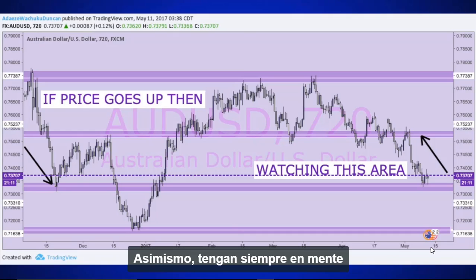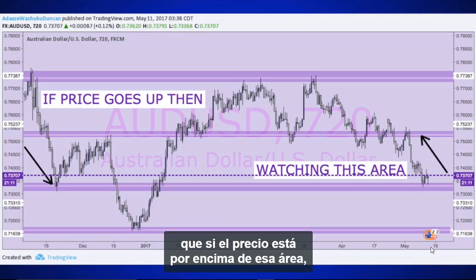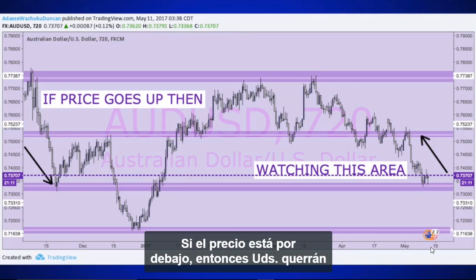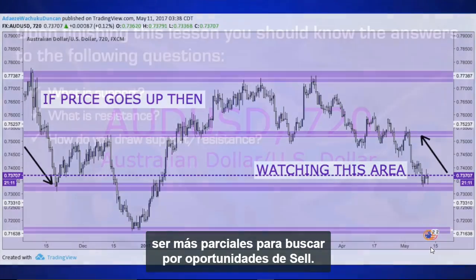Okay. Also keep in mind that if price is above that area, then you want to be more partial to looking for buys. If price is below, then you want to be more partial to looking for sells.